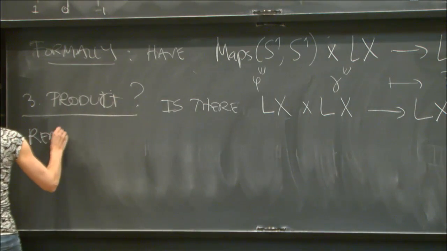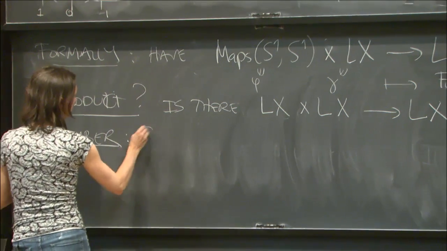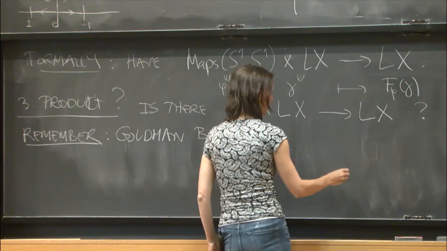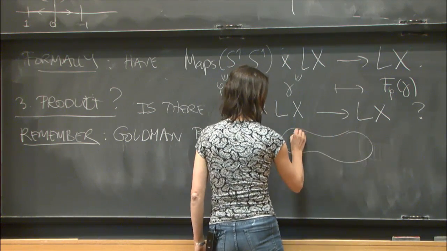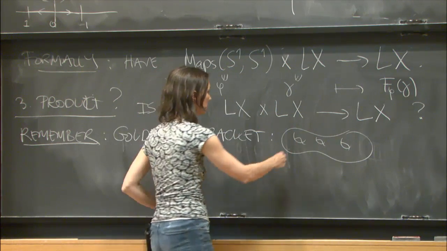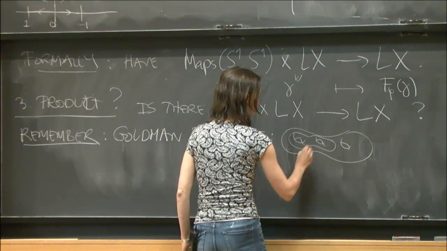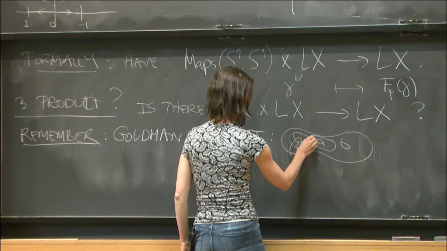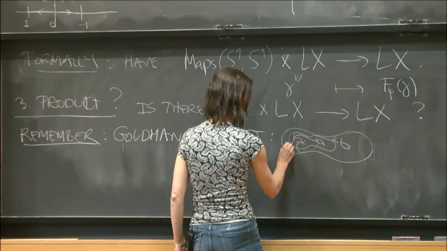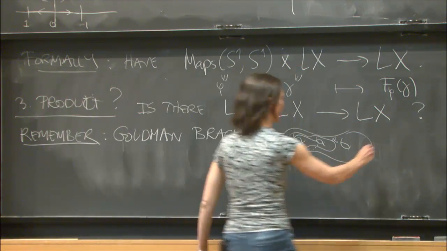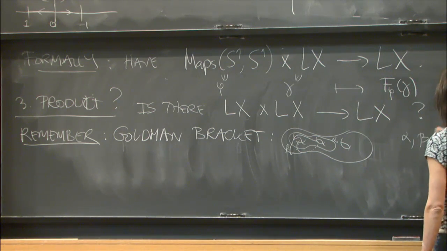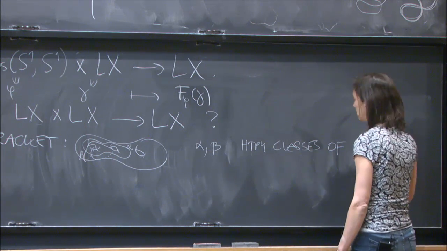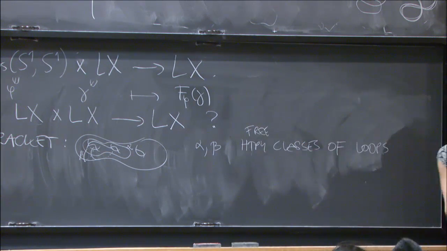Remember, there's this Goldman bracket. What is the Goldman bracket? Well, this was on a surface, and then you have loops. Here's one loop, and here's another loop. Okay, this is a loop alpha, this is a loop beta. So alpha and beta were homotopy classes of loops, free homotopy classes of loops.